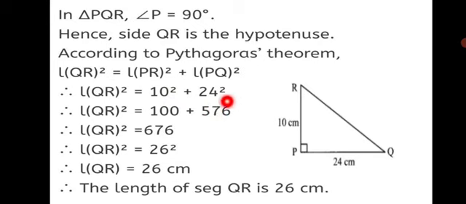So 10 square plus 24 square is equal to 100 plus 576 is equal to 676. 676 is the square of 26. So QR square is equal to 26 square. Hence we can say that length QR is equal to 26 centimeter, taking the square root. Therefore, the length of seg QR is 26 centimeter.